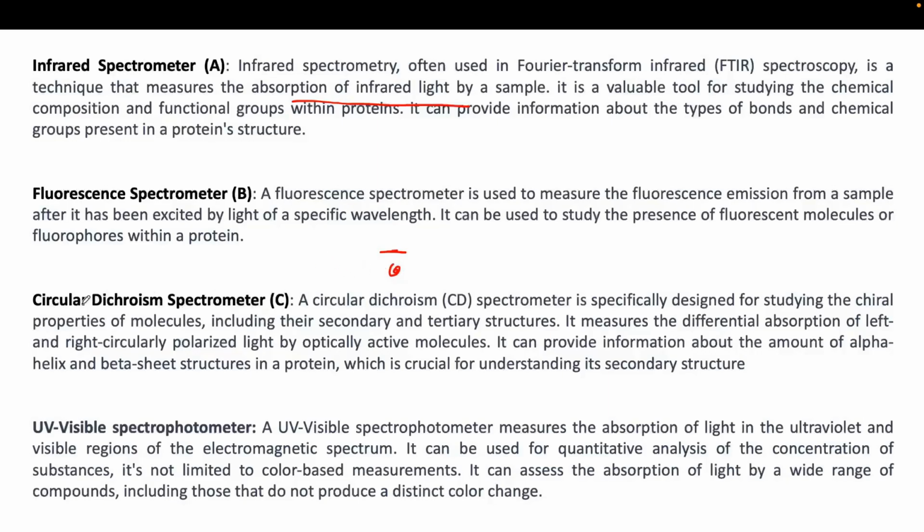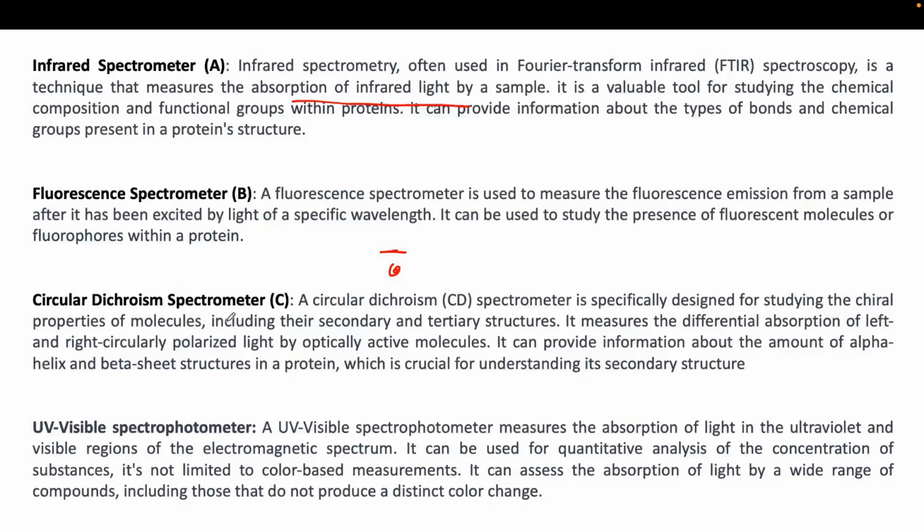Then you have the circular dichroism spectrophotometer. A circular dichroism spectrophotometer is specifically designed for studying the chiral properties of molecules, including their secondary and tertiary structure. It measures the differential absorption of left and right circularly polarized light by optically active molecules. It can provide information about the amount of alpha helix and beta sheet structure present in the protein, which is crucial for understanding its secondary structure.